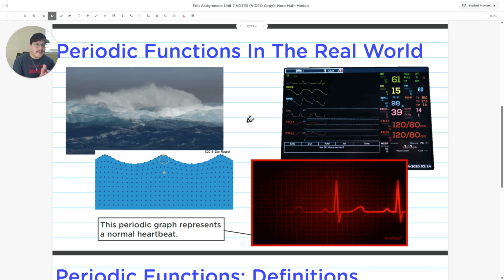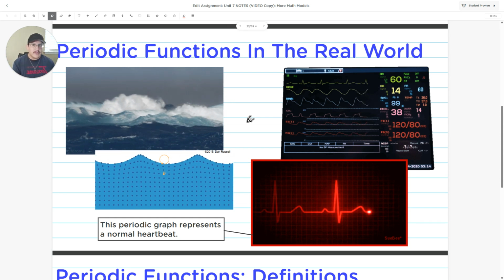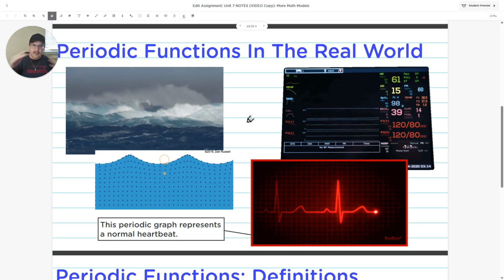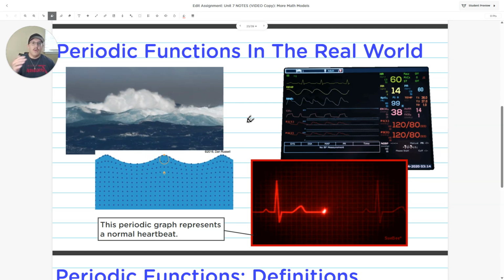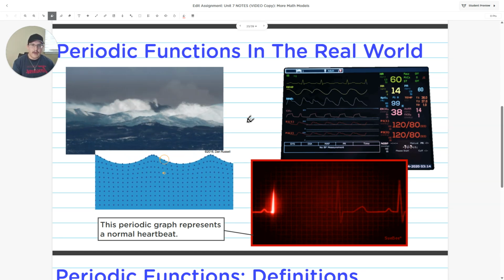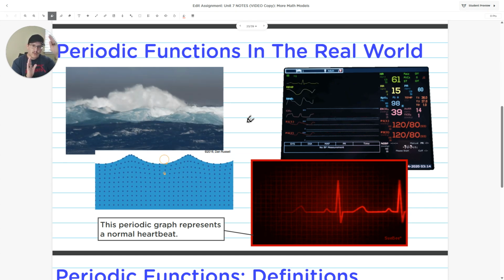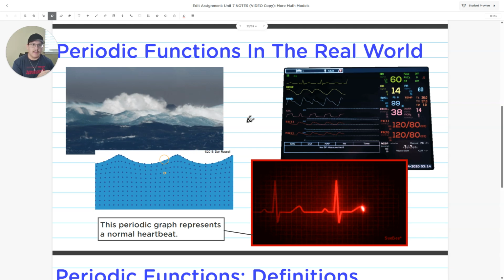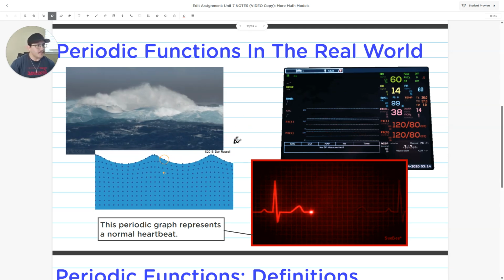And it'll repeat in intervals or in periods. After maybe 5 seconds, it'll go back to the same value. After 10 seconds, 20 seconds, minutes, hours, days, whatever. It might not even involve time. It could be after a certain amount of measurements, that pattern will repeat over and over again. That is what we call a periodic function.